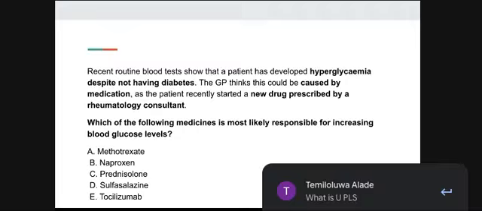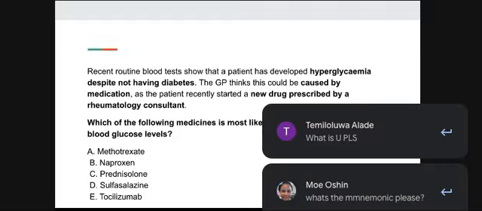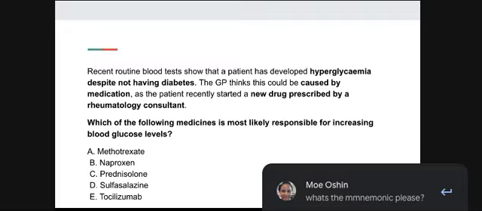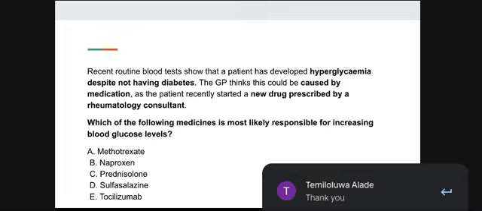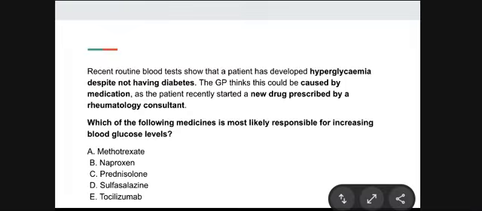U is for UV radiation. It's just a way to remember phototoxicity with methotrexate. I'm going to type it now on the screen. BLUR G: B for bone marrow toxicity, L for liver toxicity, U for UV radiation, R for respiratory toxicity, and G for gastrointestinal toxicity.